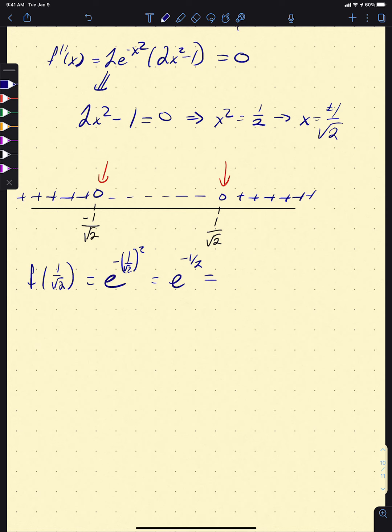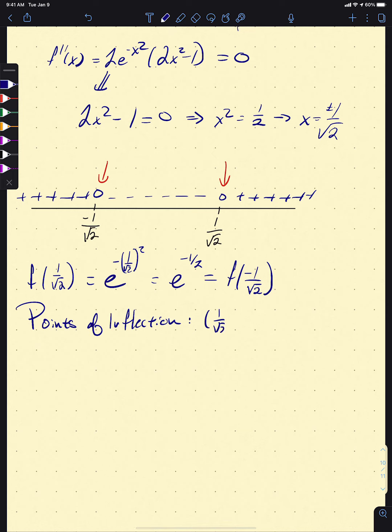Okay, so my points of inflection are 1 over the square root of 2, comma, e to the minus 1/2, and minus 1 over the square root of 2, e to the minus 1/2, okay?